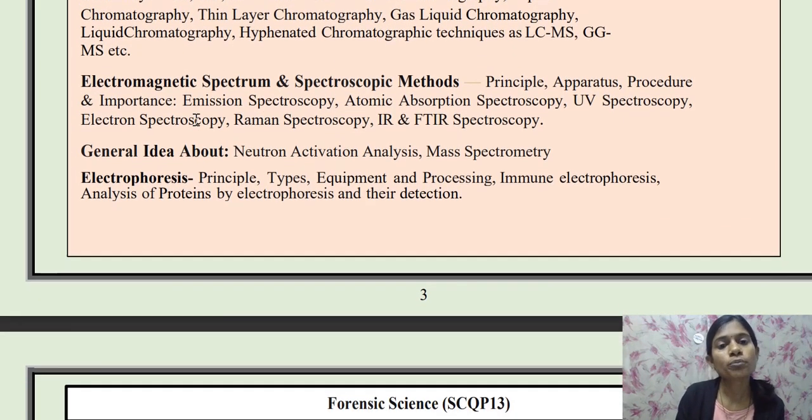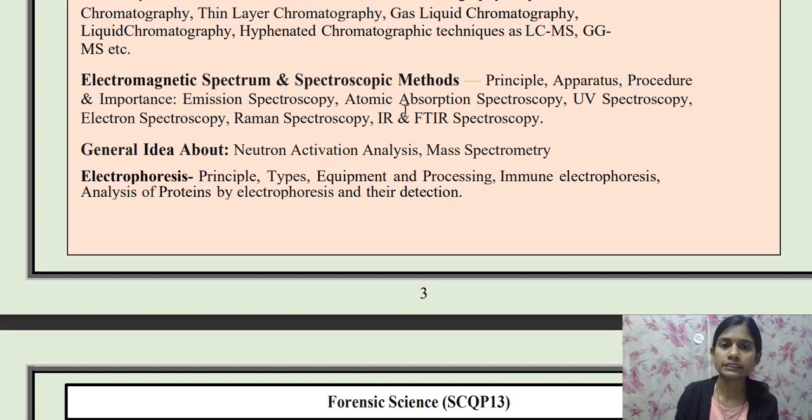Next, the electromagnetic spectrum and spectroscopic methods: principle, apparatus, procedure, and importance. There are different electromagnetic spectrum and spectroscopic methods, whatever they mentioned, like emission spectroscopy, AAS (atomic absorption spectroscopy), UV, and also electron spectroscopy, Raman spectroscopy, IR and FTIR spectroscopy. About all these methods you have to learn the principle, apparatus, procedure, and importance. Importance means the general importance as well as the forensic importance.